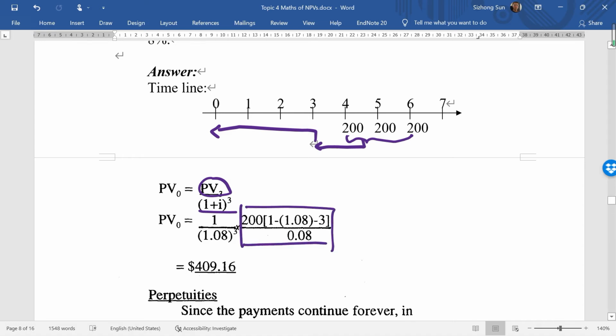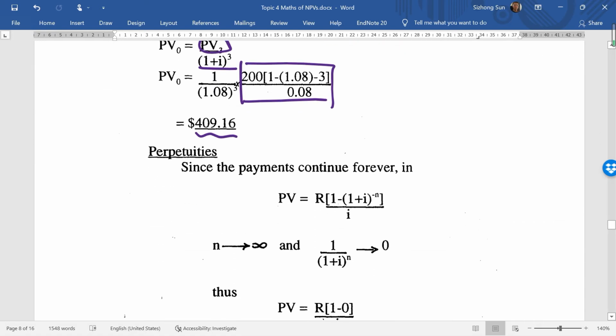So we apply the annuity formula, discounting it back to 1 year before the first payment. 1 year before year 4 is year 3. Then we further discount it back. We get $409 something. Now if this annuity occurs forever, what's going to happen?